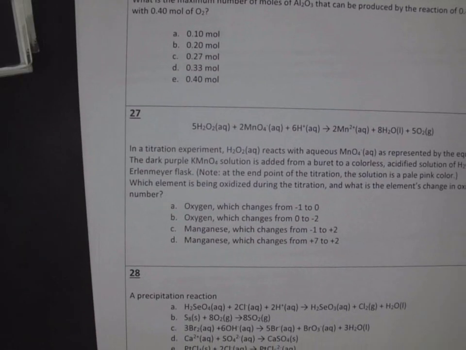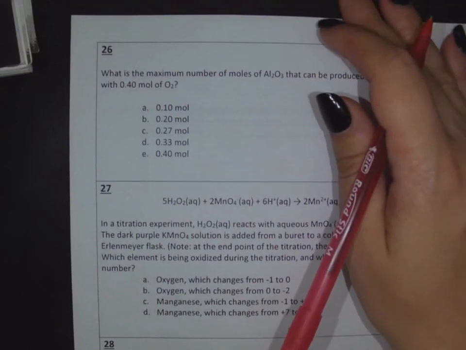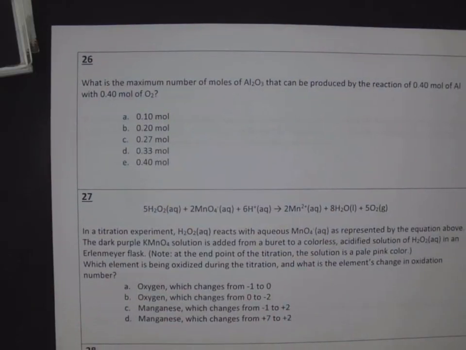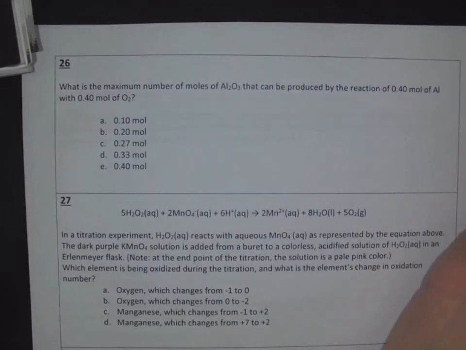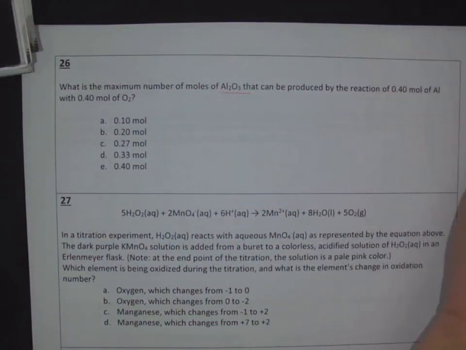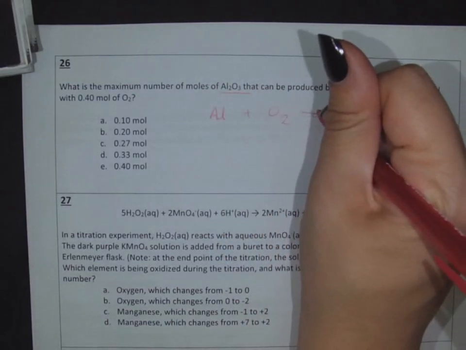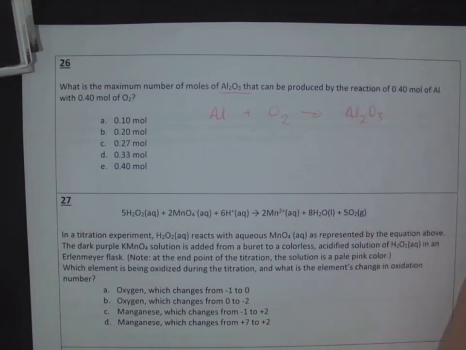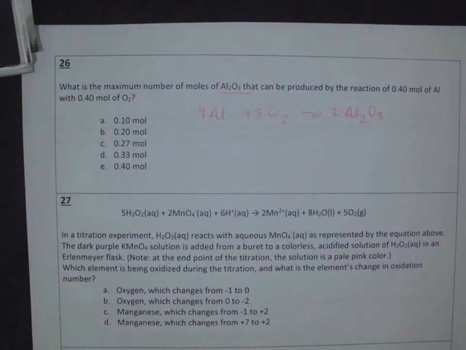Okay, what is the maximum number of moles of aluminum oxide, not aluminum hydroxide, that can be produced by a reaction of 0.4 moles of aluminum with 0.4 moles of oxygen? When you're given two reactants, like we're producing aluminum oxide from aluminum and oxygen, right? Like, here's my aluminum, here's my oxygen, and I'm making Al2O3. A balanced chemical reaction would require those coefficients.